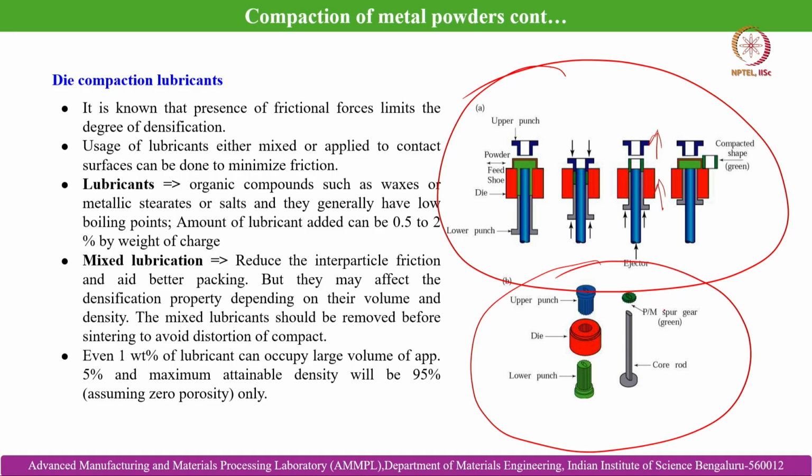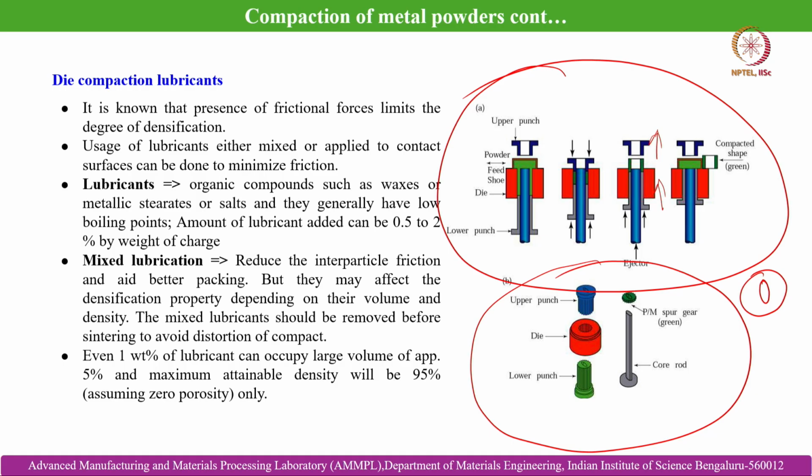This is a typical configuration of upper punch, lower punch and the die cavity, and this is the PM spur gear. This is a typical example of the uniaxial compression technique, the obtained green compact of a spur gear. Then this is the core rod, because this is a hollow spur gear we are talking about. The hollow shape is achieved by the core rod. These are some of the typical shapes which can be manufactured by the uniaxial compression technique.